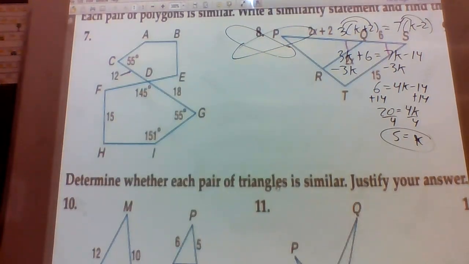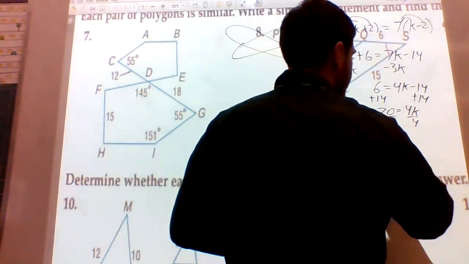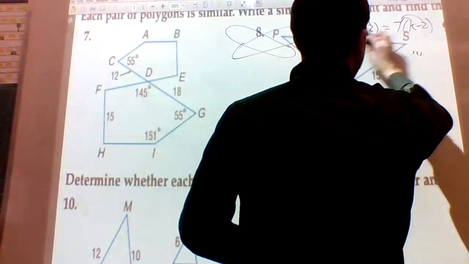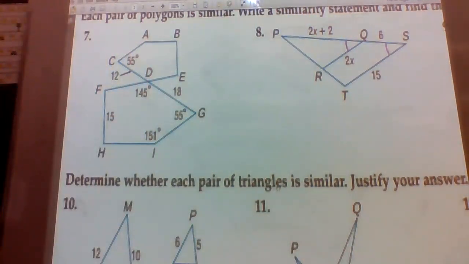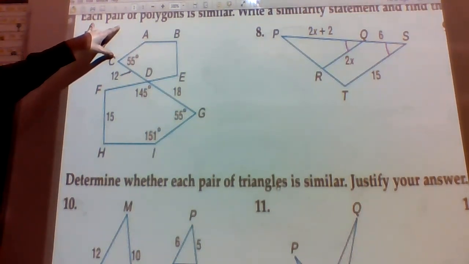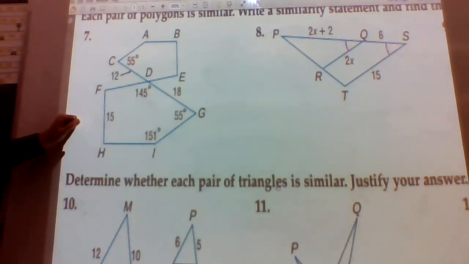Number 7 is a pentagon. Okay, it's not a regular pentagon, but it has 5 sides, so it's still a pentagon. So if we look, the question tells us that the polygons are similar, and we want to write a similarity statement and find the similarity ratio. This says scale factor. A scale factor is the same thing as the similarity ratio.